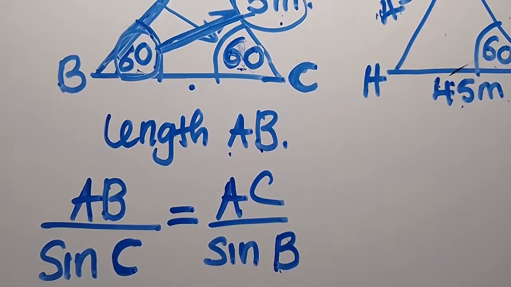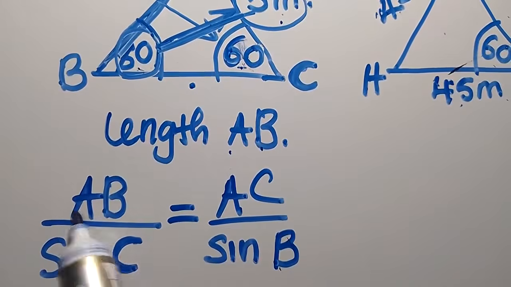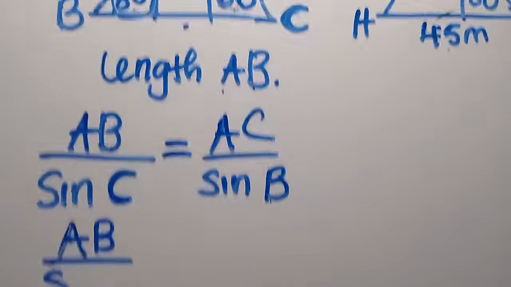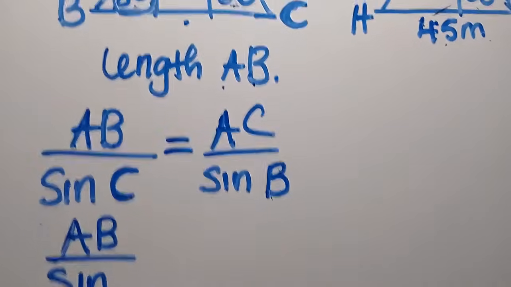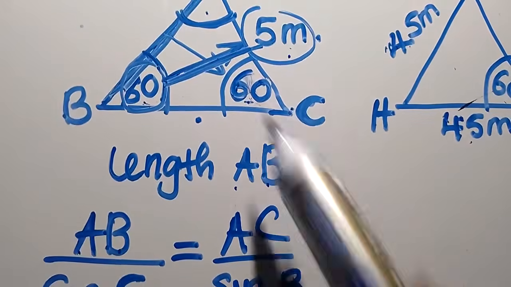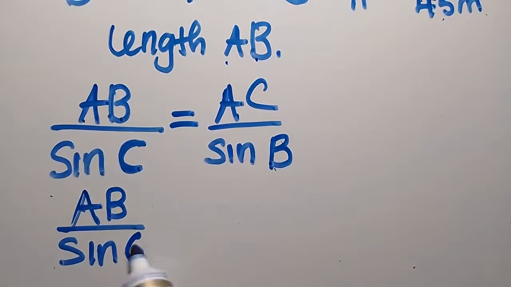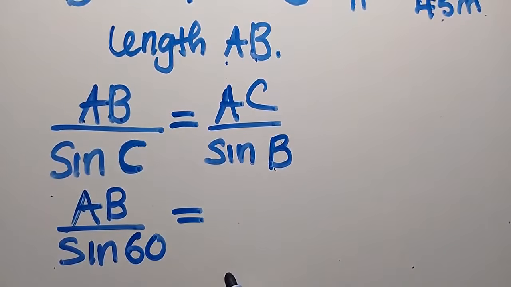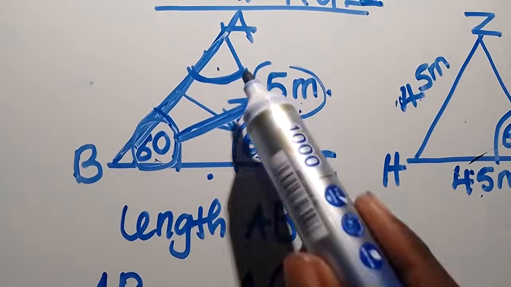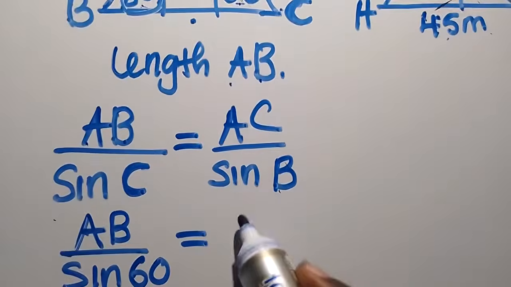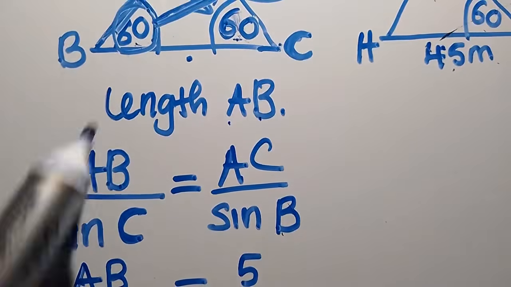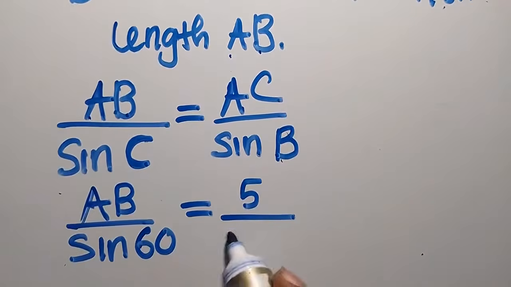Have you seen? Then what you're going to do is that you are going to say AB is the one you are told to find. So AB will maintain over sine. What is your C? You check. Your C is this one here. 60. So sine 60 equals, what is your AC? You check on your diagram. AC is 5. So you say 5 over B. B is just there, 8. See here, 8. That's it.